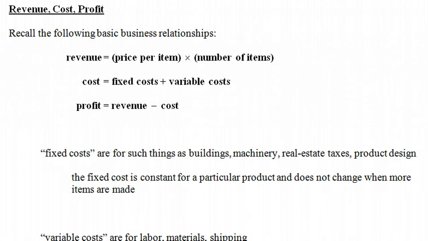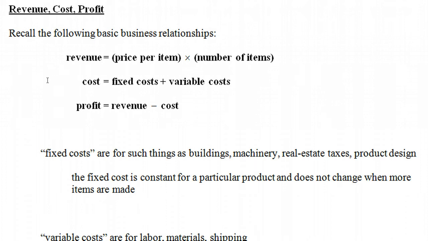In this video, we're going to talk about revenue, cost, and profit, and then we'll look at an example. Now, let's recall the following basic business relationships. The revenue is equal to the price per item times the number of items.